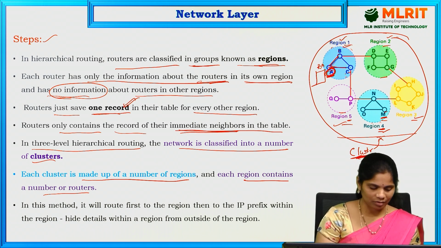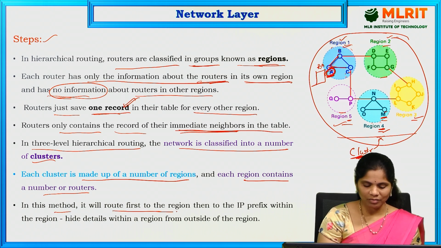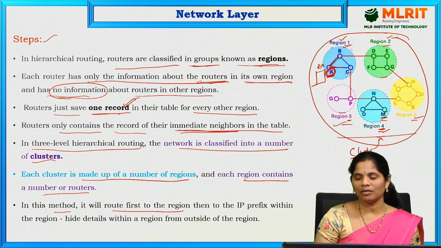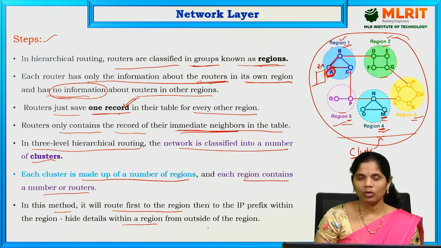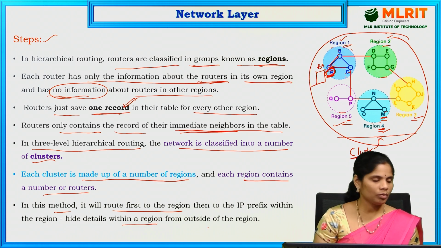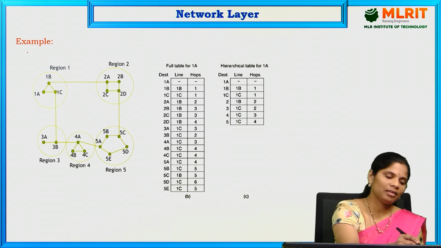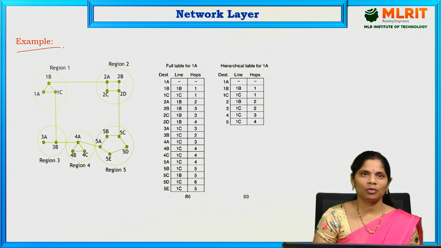That is the condition. So in this method it will route first to the region. First it will reach the first region. Then it is going to hide some details within the region. How is it going to happen? With an example, we can understand clearly about hierarchical routing.